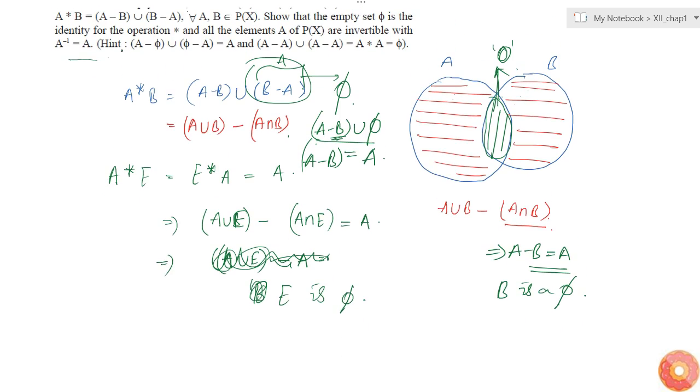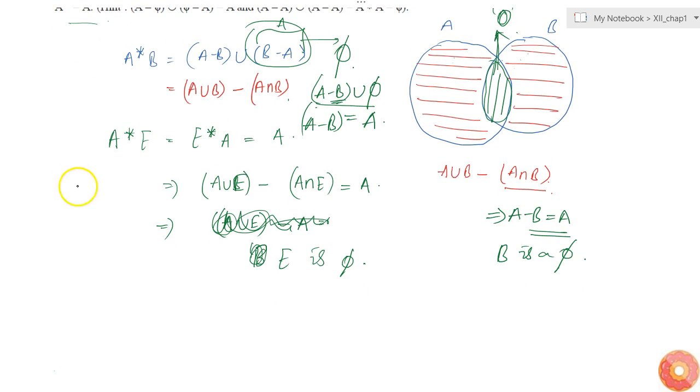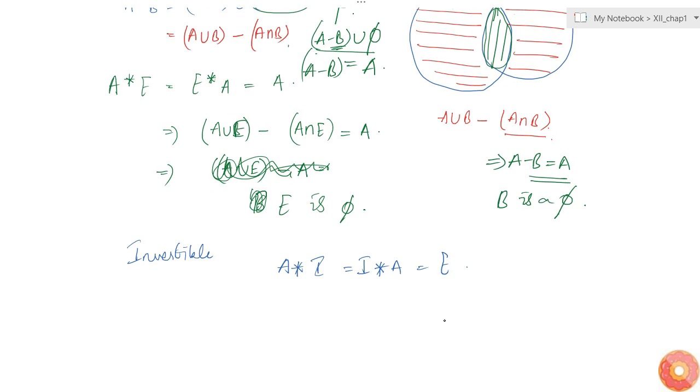So now what does invertible mean? We have to show that something is invertible. Invertible means that A star I, where I is the inverse, is equal to I star A, which is equal to the identity of that particular binary operation. In this case, this is equal to phi.